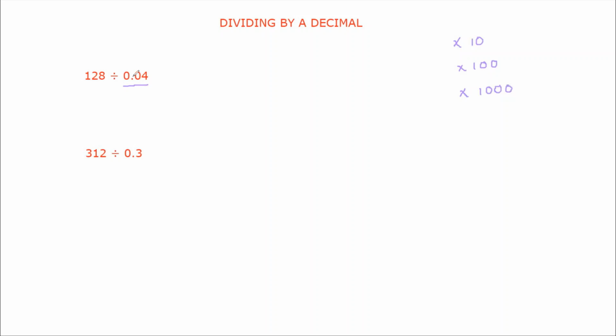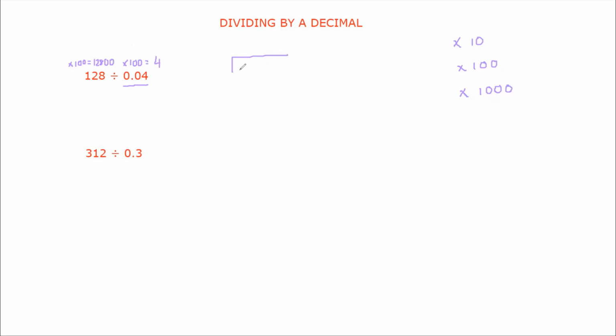To make this into 4, we need to move the numbers 2 places, so we're going to times by 100, and if I times by 100, this will become 4. Now, because I've times by 100 on this side, I also need to times by 100 on this side, and 128 will become 12,800. So we can now do the division sum using the usual bus stop method.